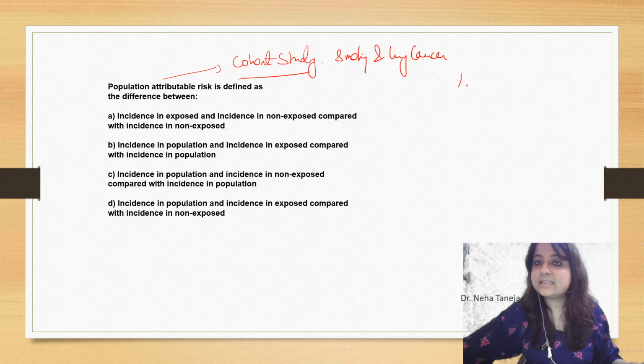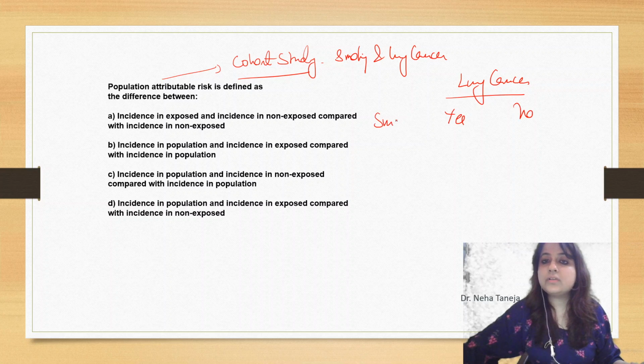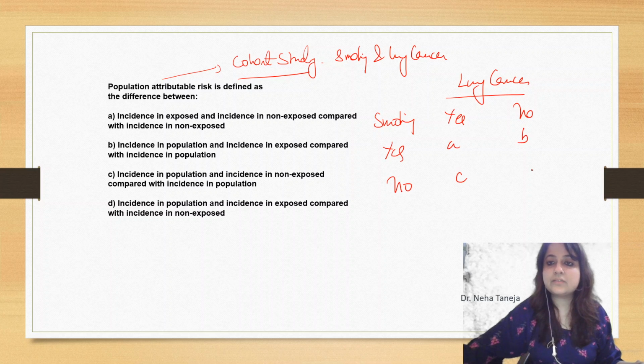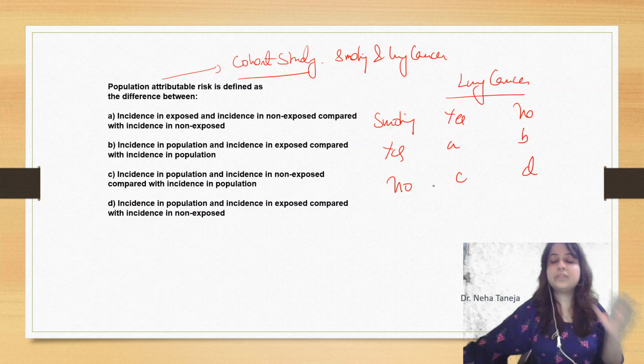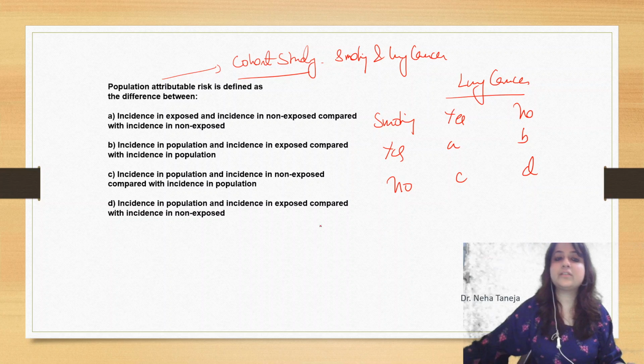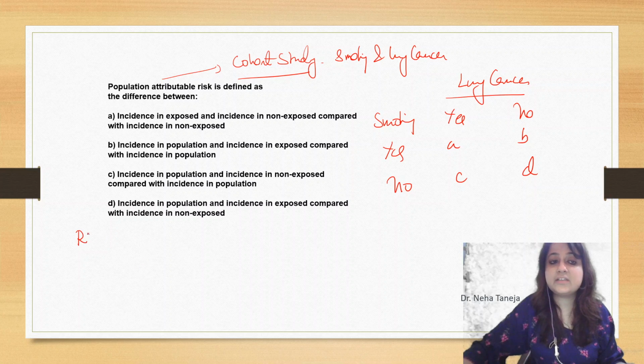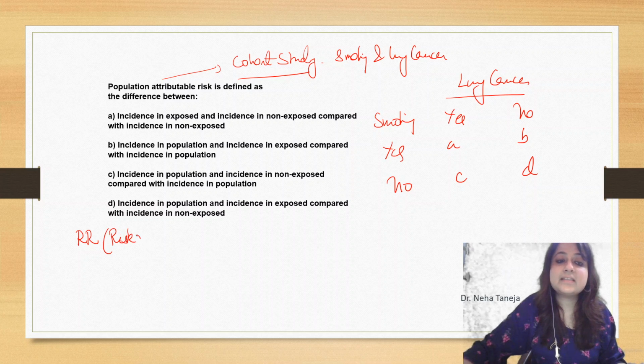Alright, so over this side, always on the column side, you have the disease. So lung cancer, yes, no. And on the row side, you have the exposure. Smoking, yes, no. Now this one is A, this one is B, this one is C, this one is D. So there are 3 measures of strength of association in a cohort study. The first one is relative risk, or you can also call it as risk ratio.